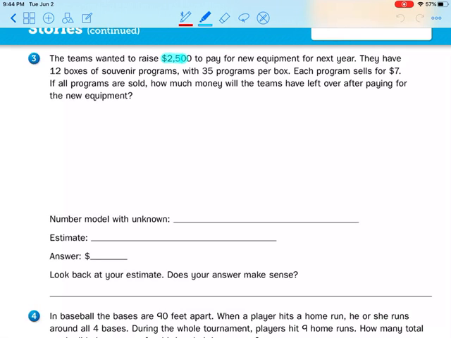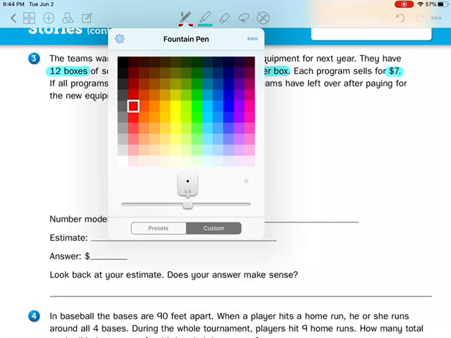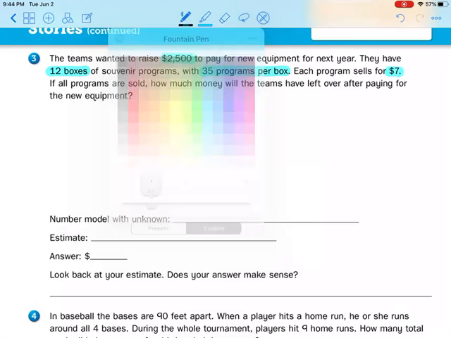The team wants to raise $2,500. In order to do that, they want to sell souvenir programs. They're selling each program for $7. Now, they have 12 boxes of the souvenir programs, and there's 35 programs per box. So we're going to have to do our estimate first. So we have to figure out how many programs they have all together. That's the first thing we have to do.